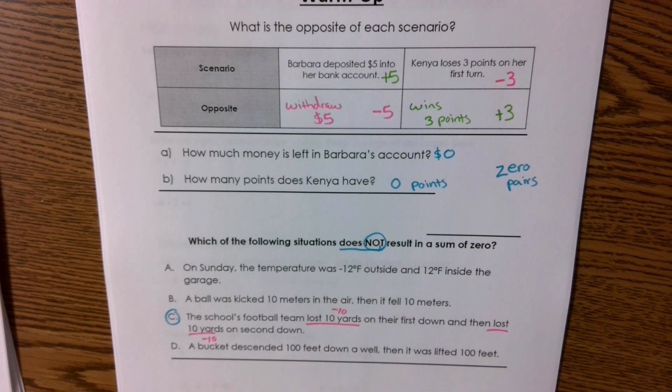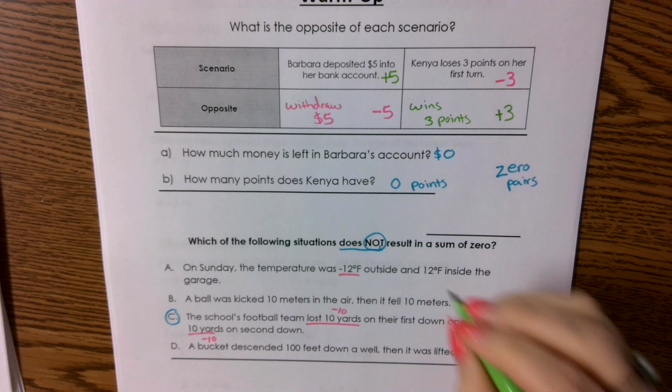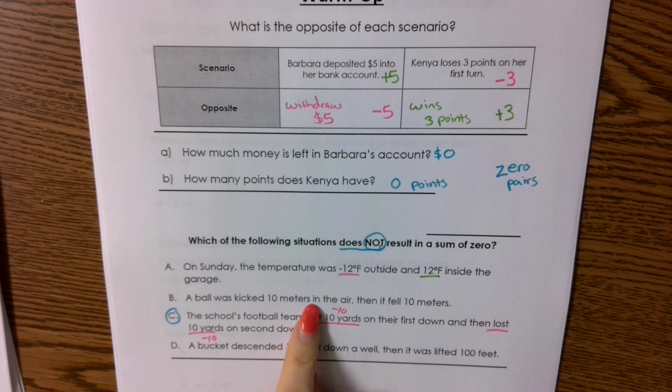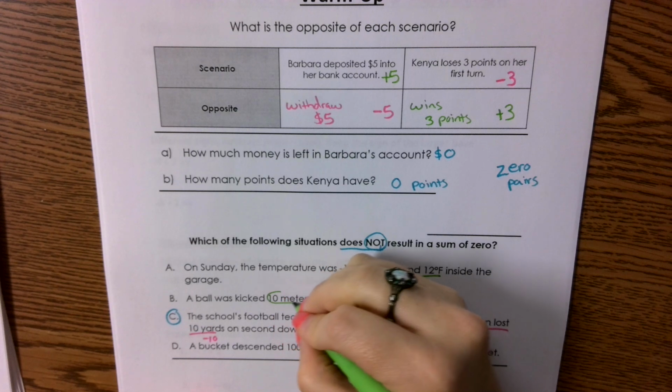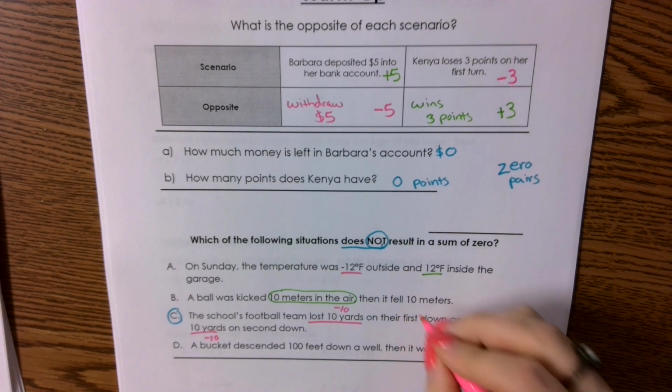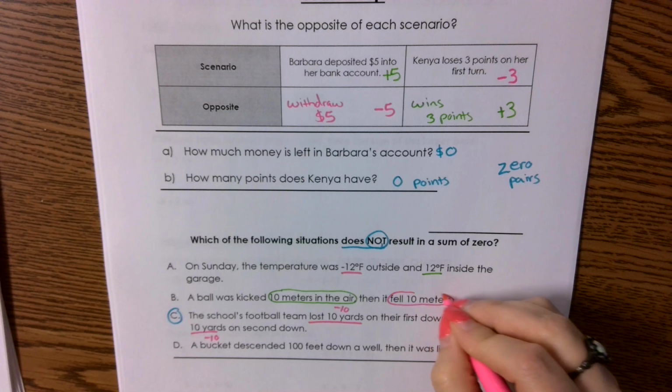Okay? For Sunday, the temperature is at negative 12. That's a negative number. But then the inside is at positive 12 in the garage. So those are direct opposites. Those are 0 pairs. For problem B, the ball was kicked 10 meters into the air, so it went up in the air. That would be a positive. And then it fell 10 meters. That would be a negative.